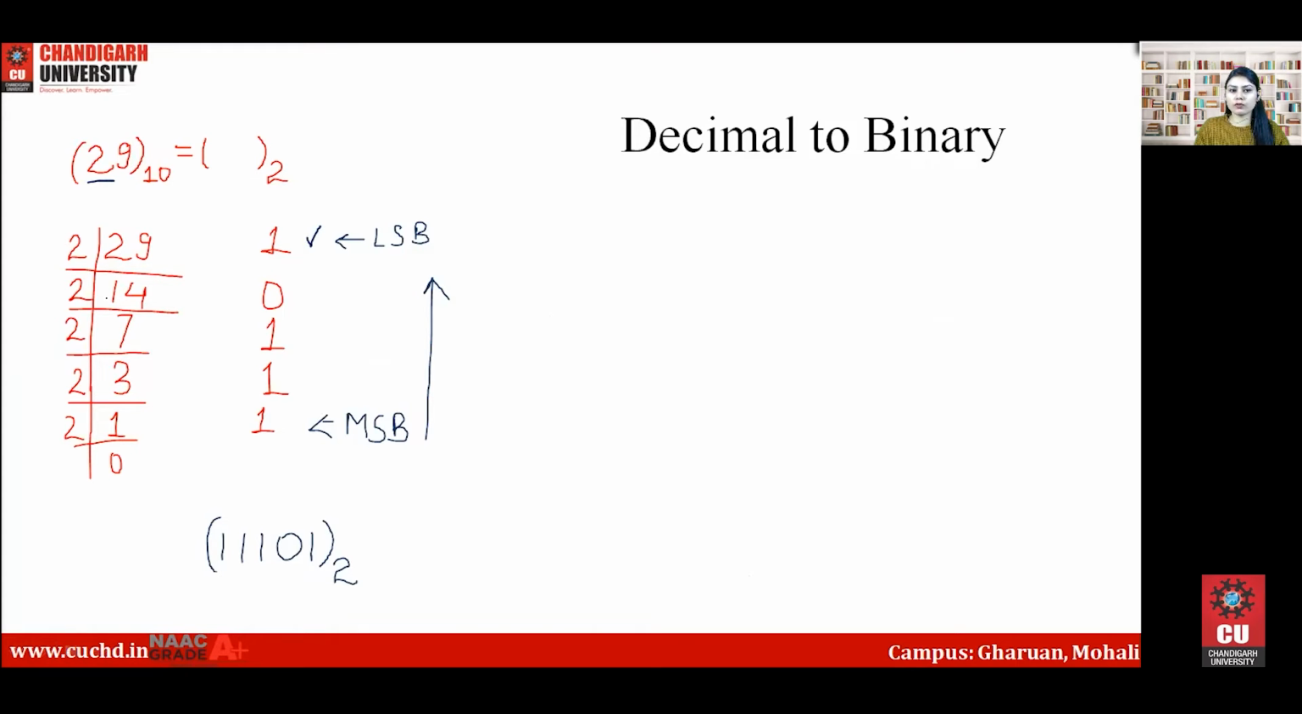I again took 14 and divided it by 2. Why am I dividing it by 2? Because the formula says that you have to keep on dividing the number by the base of the resultant until and unless we get a 0. So I took 14, then 7, and the remainder came out to be 0.